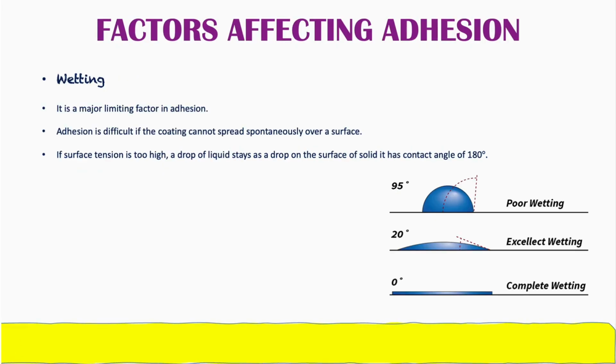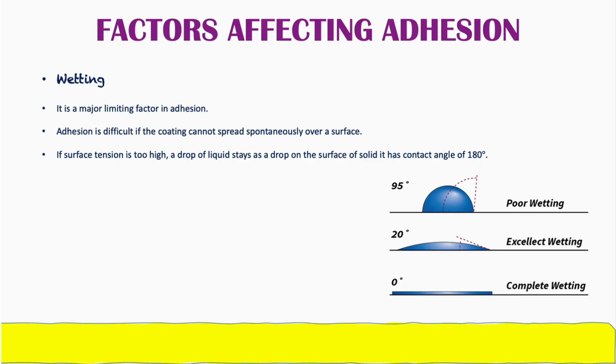Okay, so the next factor which affects the adhesion is the wetting. Now, what's wetting? It's a major limiting factor in adhesion. What is a contact angle? A contact angle gives you an indication of how well or how poorly a liquid spreads on the surface. For example, suppose you put a drop of the liquid on the surface. Either of the two cases happens: either it will flow over the surface, or it will just remain as a tiny drop wherever you have placed it. It spreads, or it remains in the droplet form.